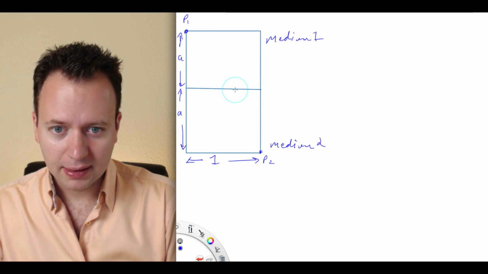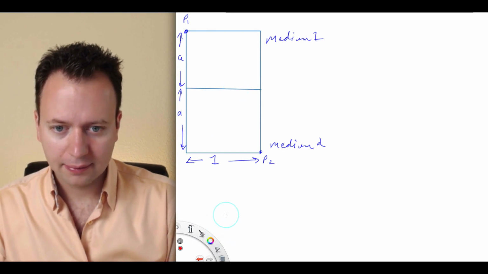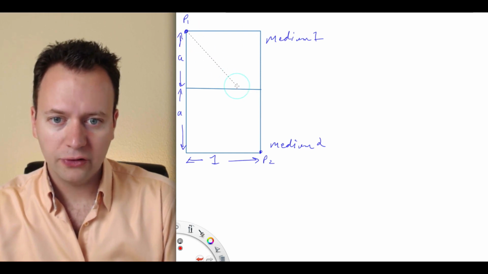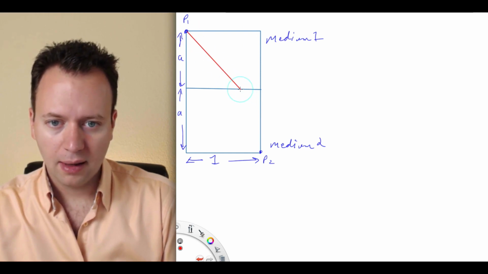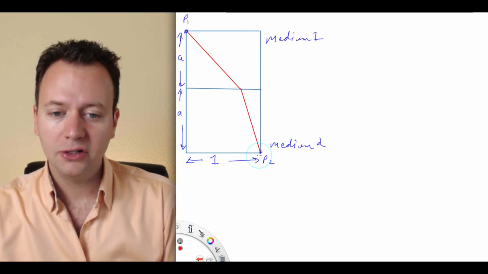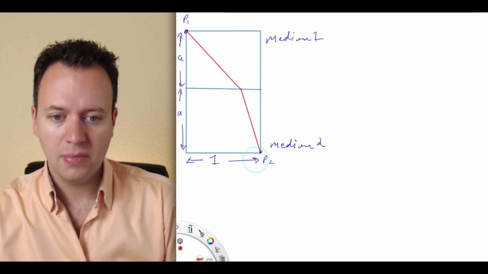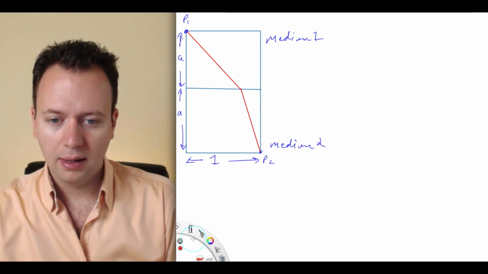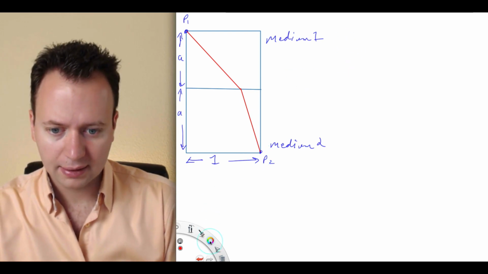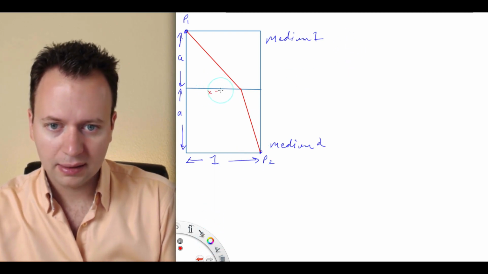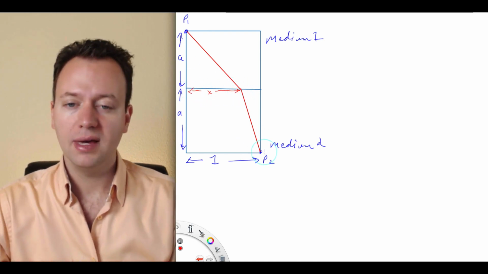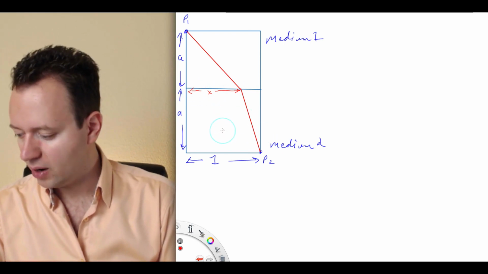So something funny happens. Light travels like that, and then it travels like this. You notice that light's not traveling in a straight line from medium 1 to medium 2. It's traveling like that, and then it goes like this. And we'll call our variable x the distance at which the light ray passes through the interface. So this is x right there.